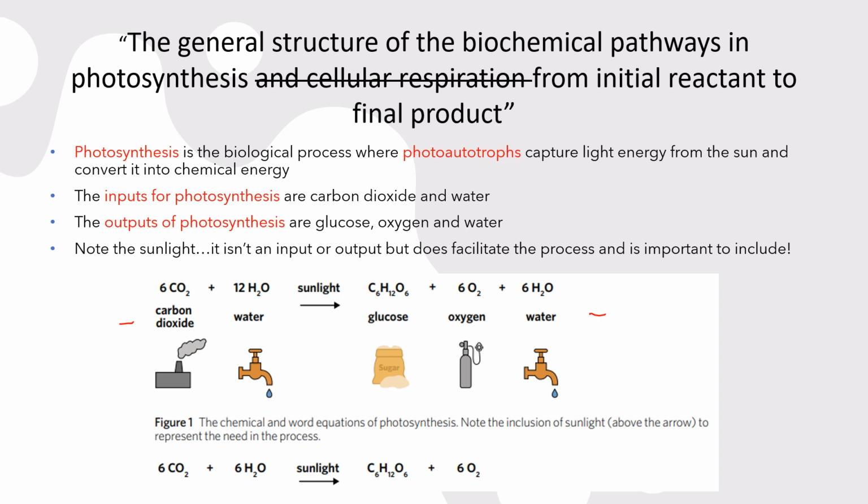Photosynthesis, hopefully you've heard of it before in year 10 and year 11, is the biological process where photoautotrophs, things that feed themselves using light, capture light energy from the sun and convert it into chemical energy. When I say chemical energy, I mean glucose, sugars, and that's how they provide the energy to function as a plant. This is specific to plants. Animals do not do this. We do a different process, which we'll go through later on.